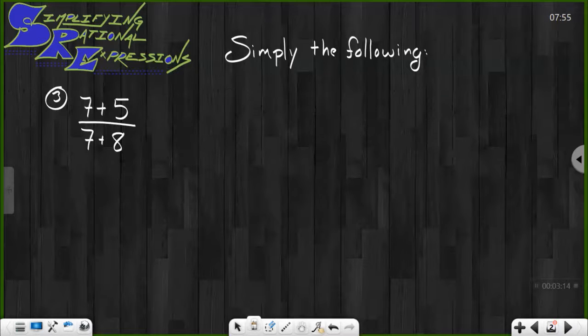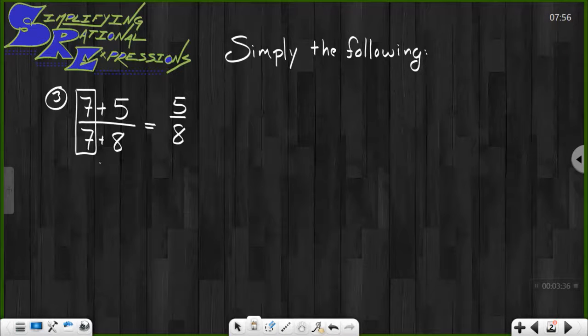What about this example, though? What if I asked you to simplify 7 plus 5 over 7 plus 8? Well, it might be tempting for you to look at this and say, you know what? 7 over 7 is my giant 1 again, and so this reduces down to 5/8. I mean, that's what we were just doing, right? We were pulling out the same thing on top and bottom.